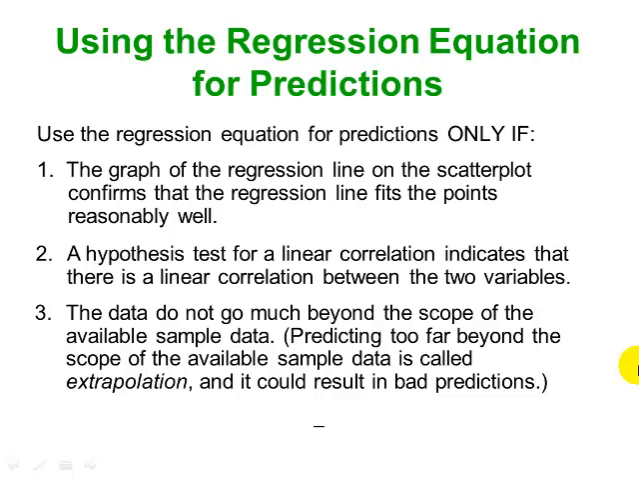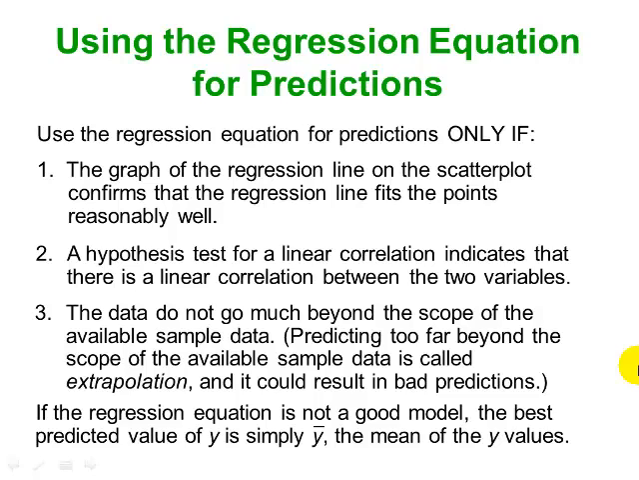Predicting too far beyond the scope of the available sample data is called extrapolation, and it can result in bad predictions. Now, if we don't have these 3 conditions met, then that would mean that our regression equation is not a good model to predict our y values. So in that case, the best predicted value of y is just the mean of the y values.